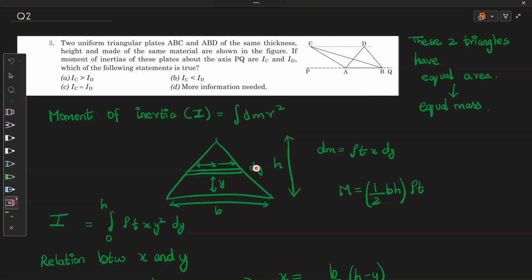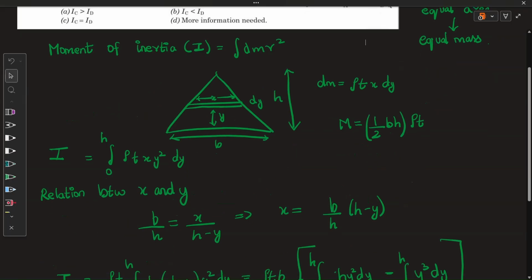Now, if you see this triangle and the bigger triangle are similar, right? Because these angles they share as well as this angle they share by AAA property, which you might have studied in your lower classes. So as these two are similar, the ratio of lengths is also similar, right? So b by h is nothing but x by this distance, which is h minus y. So I just created a relation between x and y.